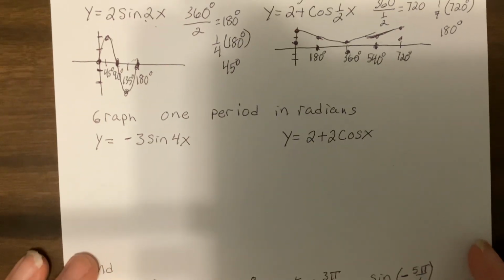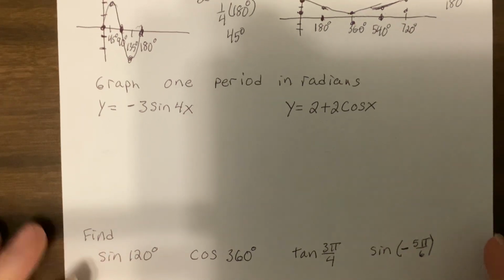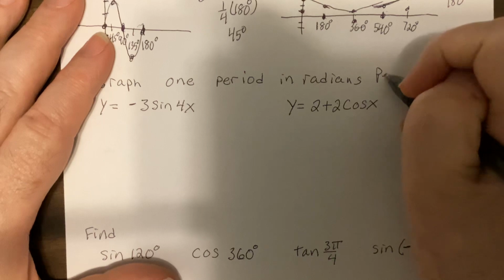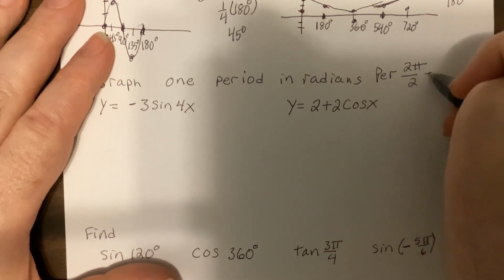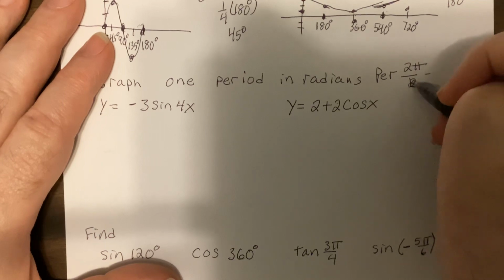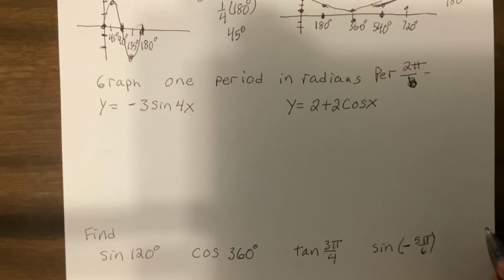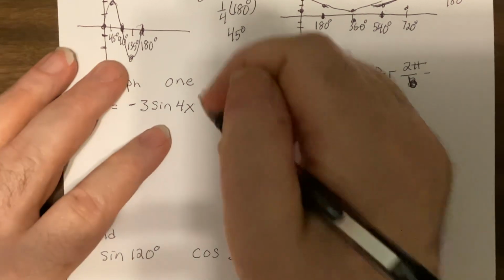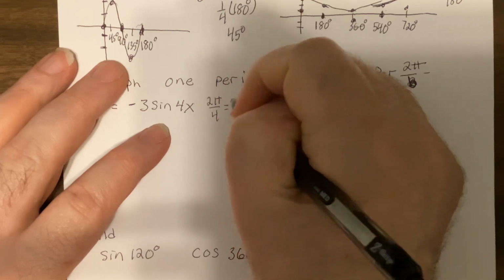Now we have graph in radians. Radians, the period is 2 pi divided by b. Got ahead of myself. Sorry about that. So here I would go 2 pi divided by 4 is pi over 2.